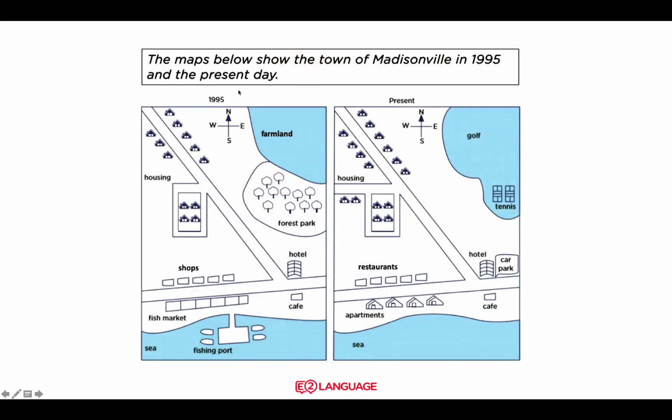So here it is on the left, 1995, this is what Madisonville looked like. And on the right, present day, this is how it looks now. We've got a helpful little compass here showing us north, south, east and west. And we're going to have a look at the rest of it when we analyse in a moment.